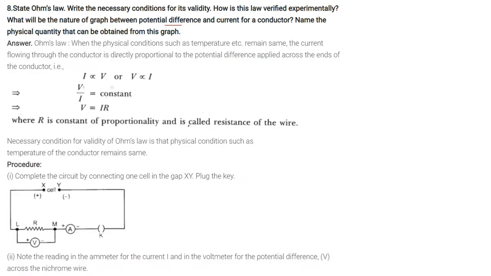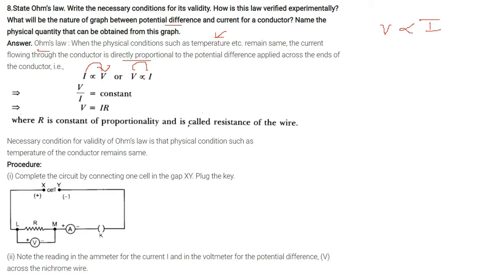So here, Ohm's law. First of all, simply V is directly proportional to I. That is, when the physical conditions like the temperature remain the same, the current flowing through the conductor is directly proportional to the potential difference applied across the ends of the conductor. Or you can say V is directly proportional to I.